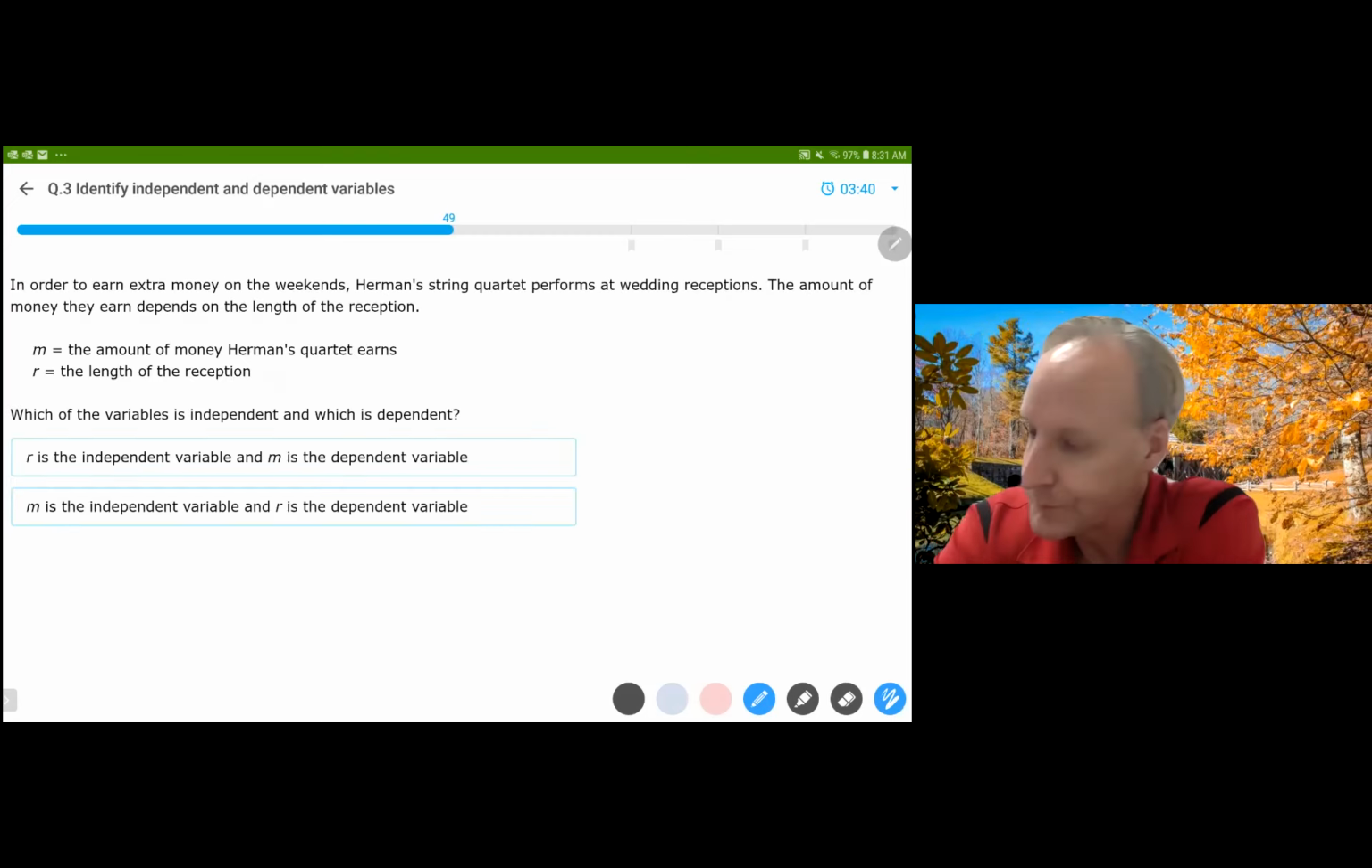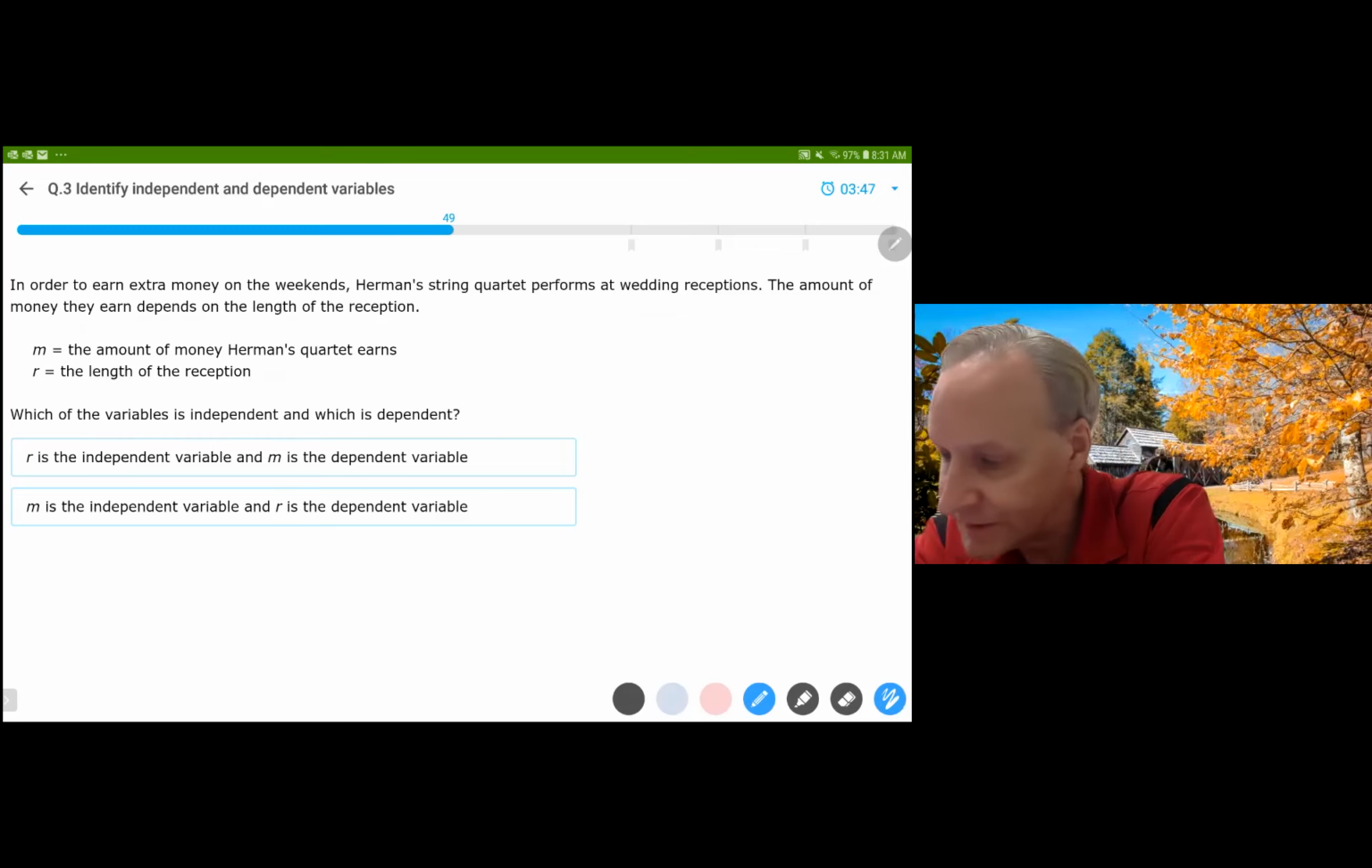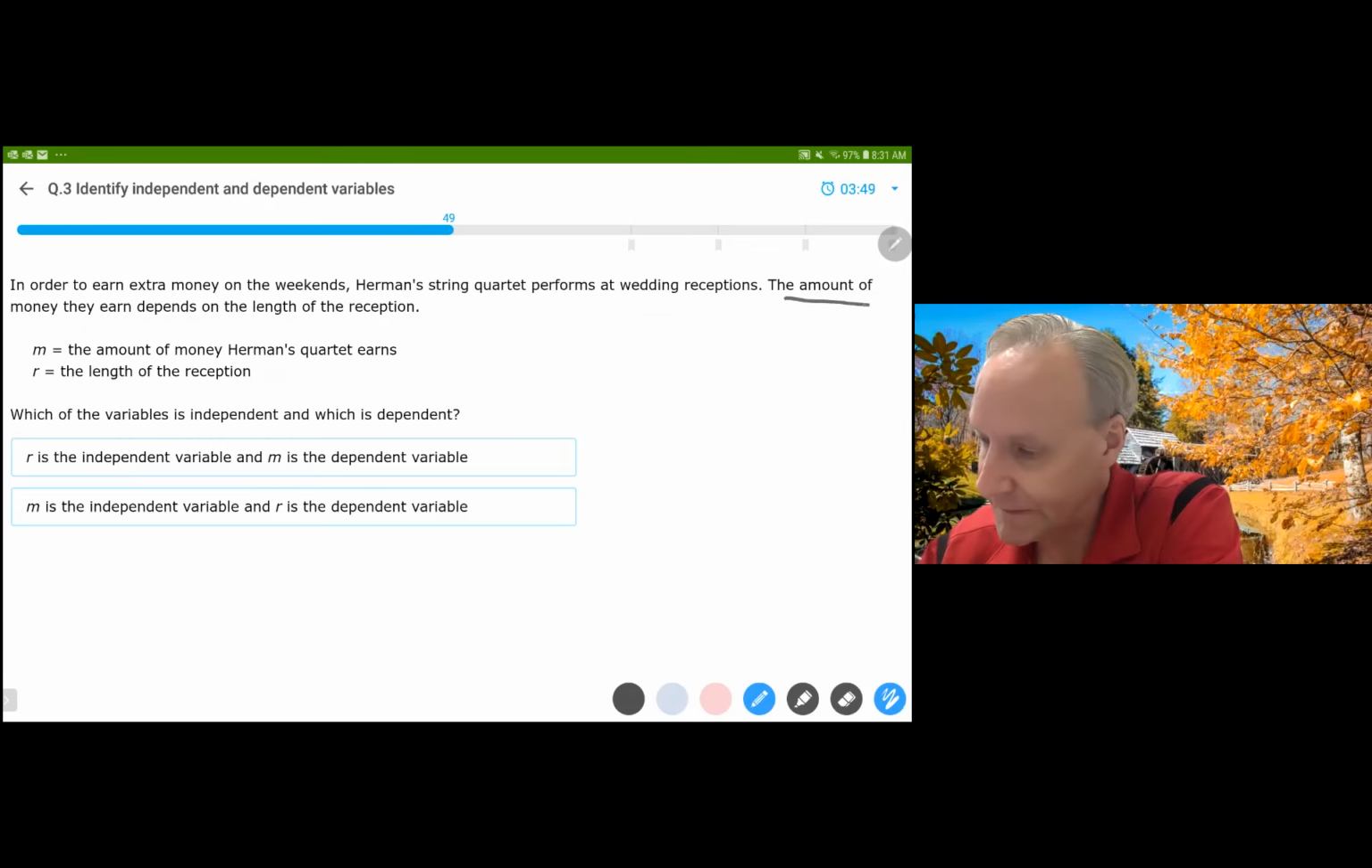Okay, Herman's, in order to earn extra money, they work at wedding receptions. The amount of money they earn, so that's M, is the dependent, because it says it depends on the length of the reception. So R is the independent, because how long the reception is determines how much money they make. So R is independent, M is the dependent.